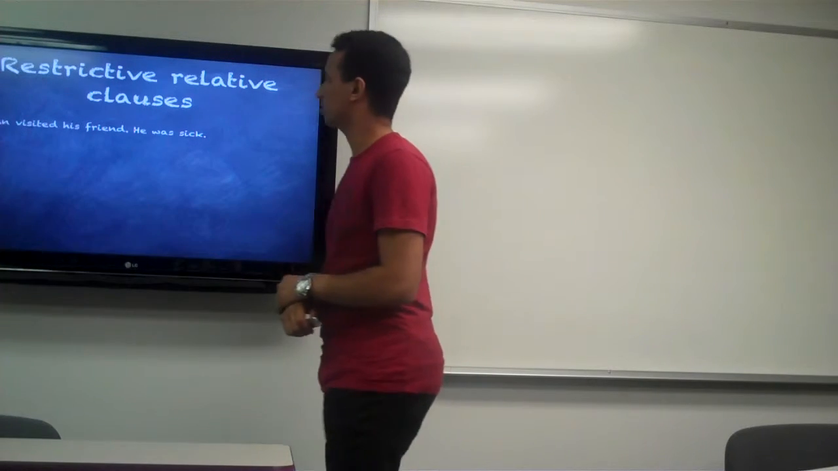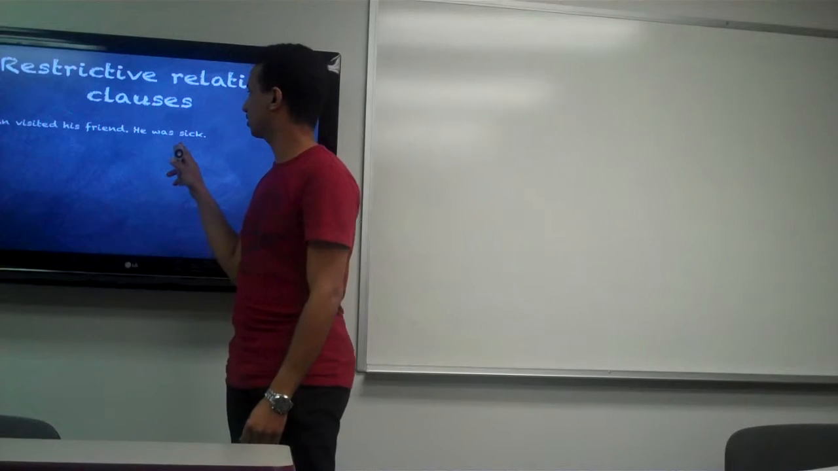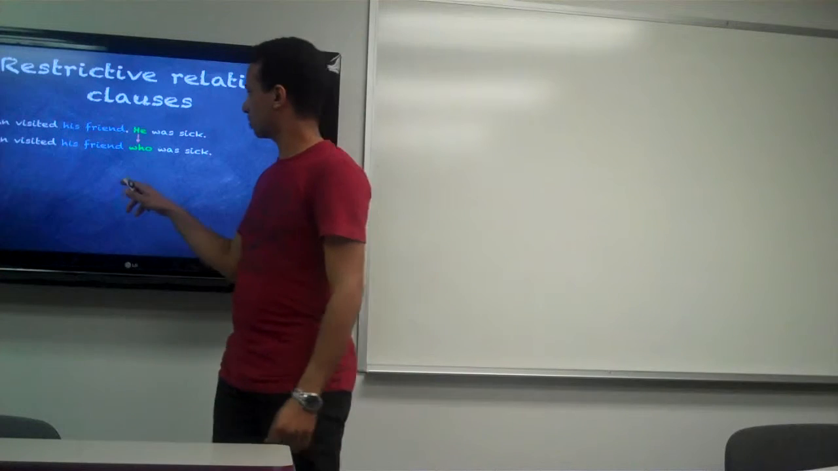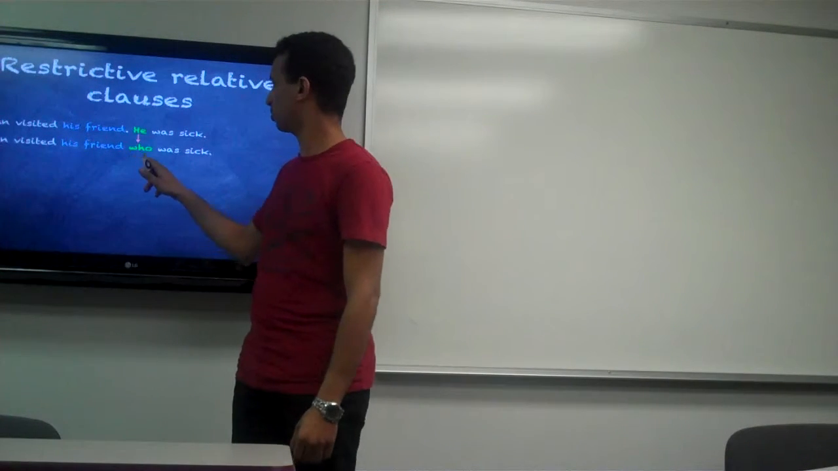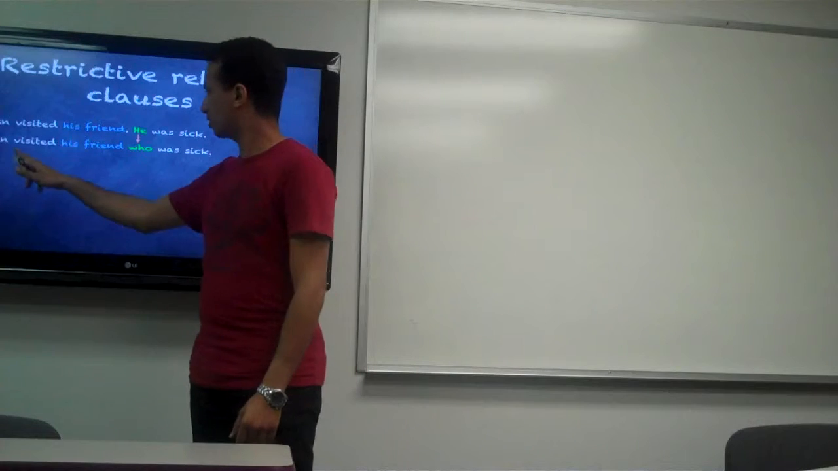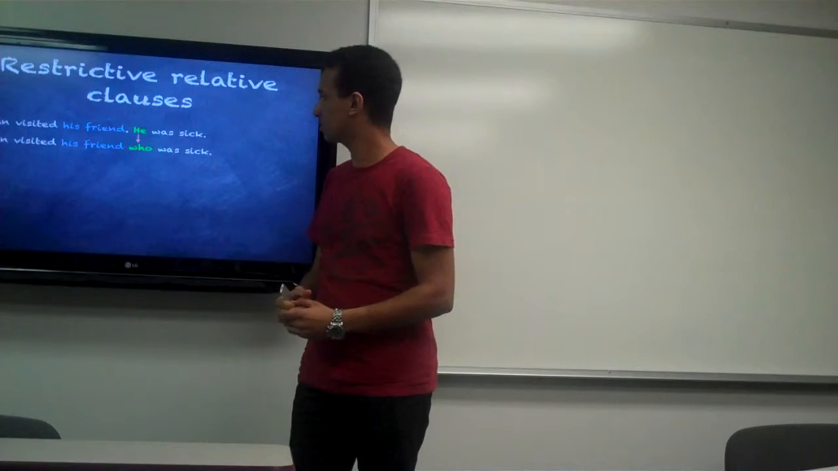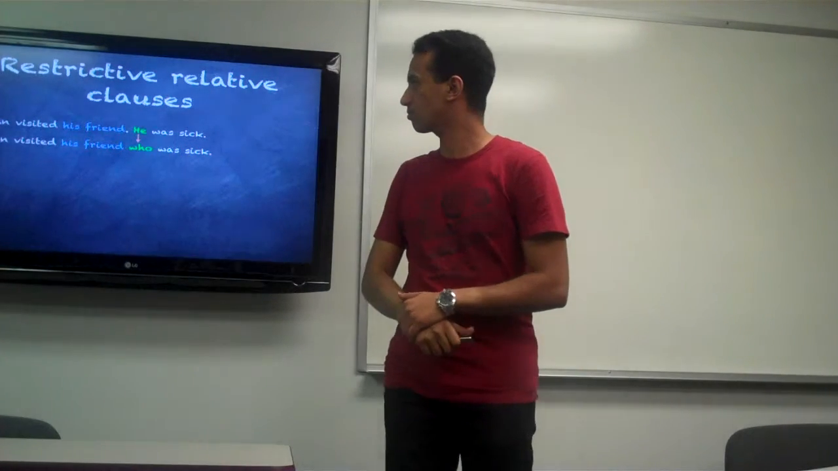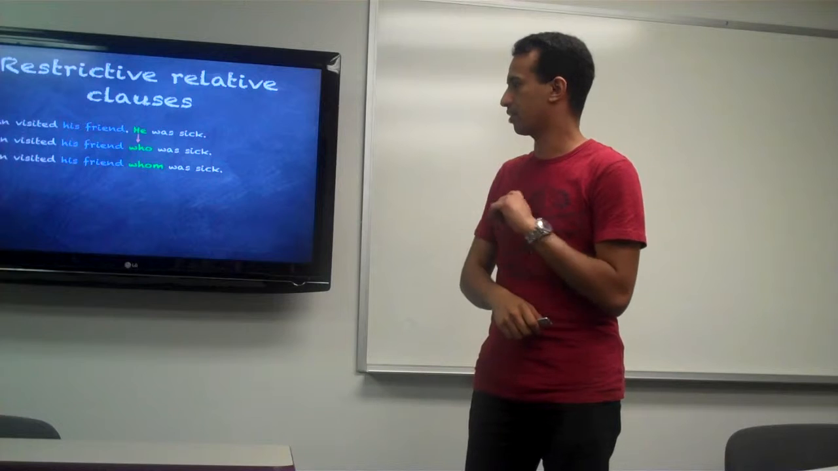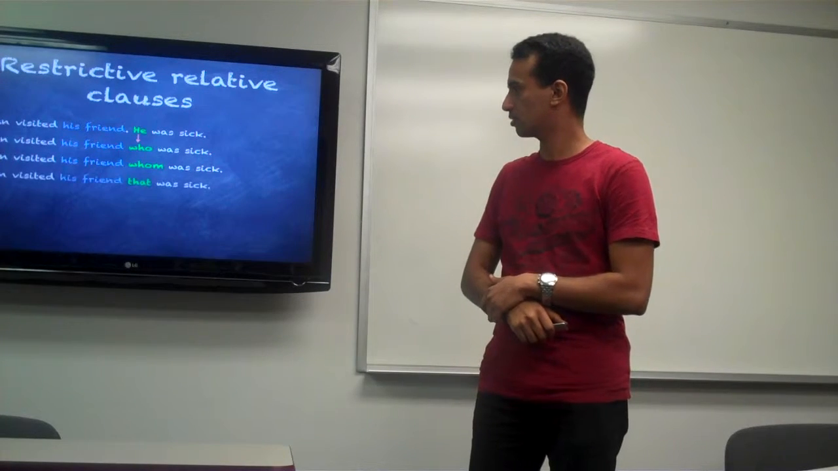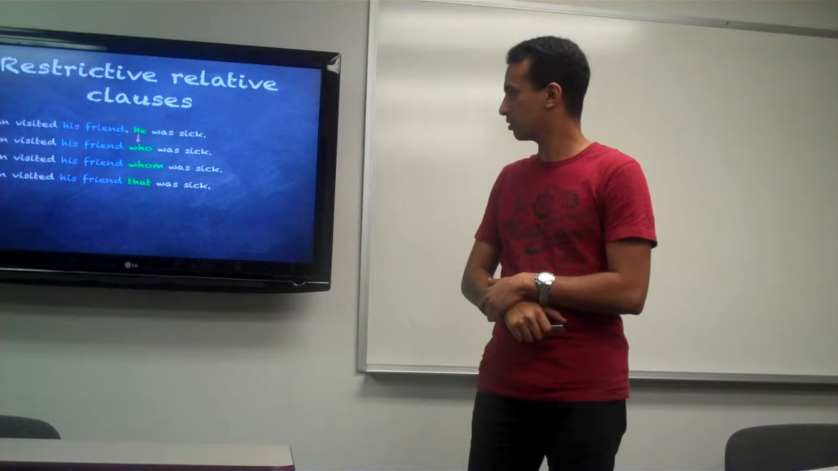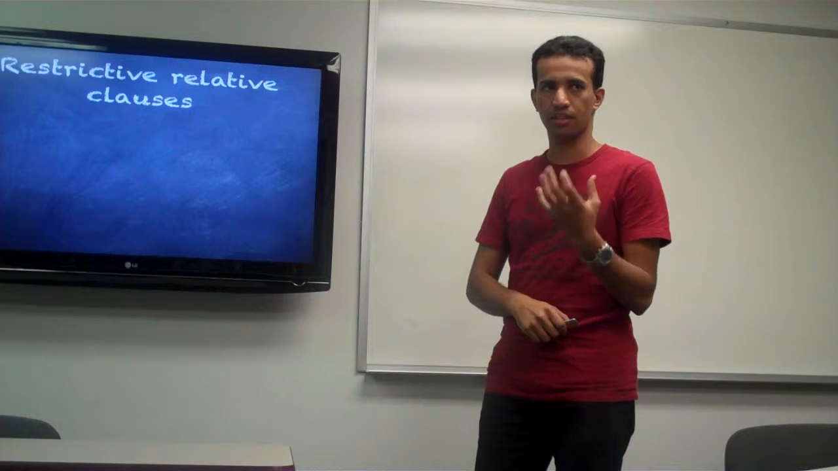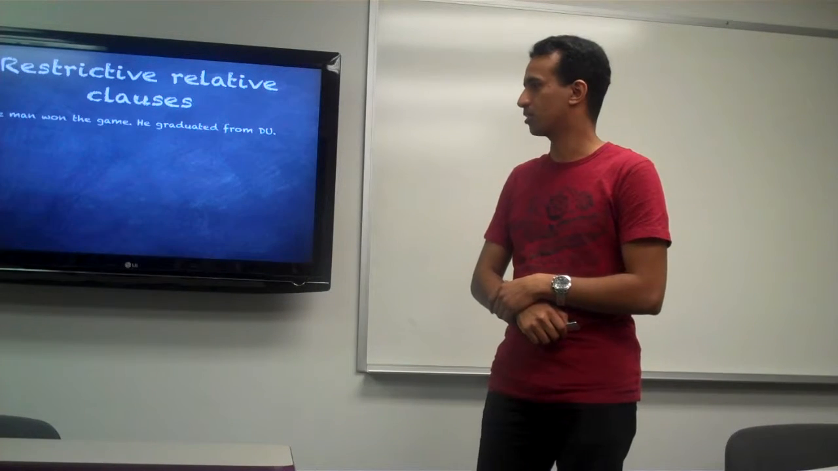Okay, here is another example. John visited his friend. He was sick. So which friend? The friend who was sick. So we describe his friend who was sick. We change he to who. Here is another example, where we're using whom or that also. That is for people. Yes, we can use that or who or whom for both.